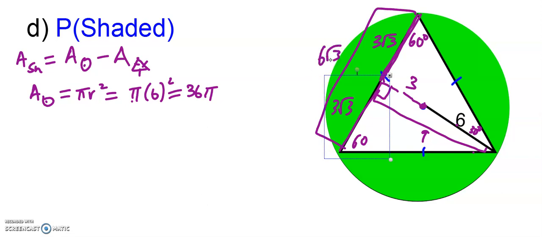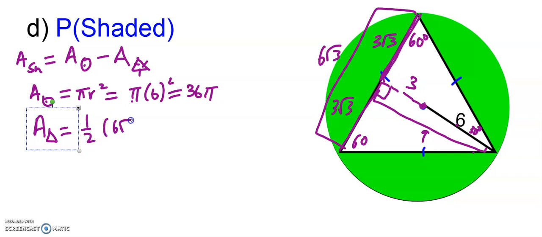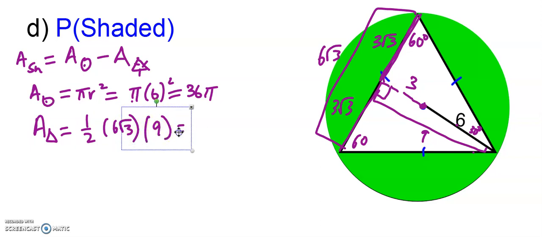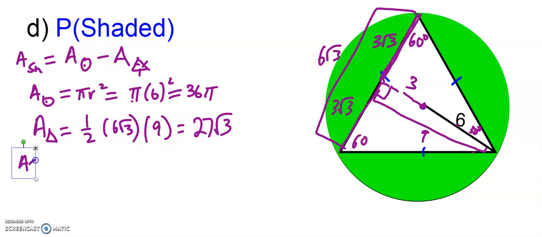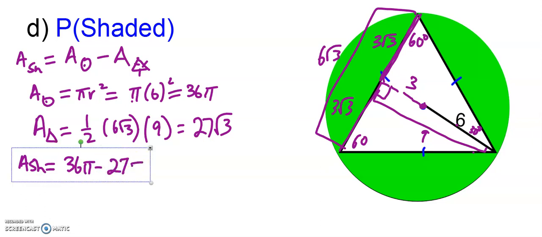And now I'm ready to find the area of my triangle. The area of my triangle would equal 1/2 of the base, which is 6 square root of 3, times the height, which is 9, which would just be 27 square roots of 3. Okay, to get the area of the shaded region then, I'm just going to do the area of the circle minus the area of my triangle.